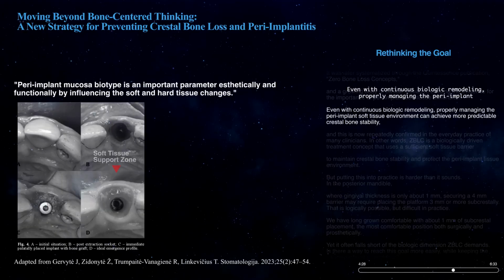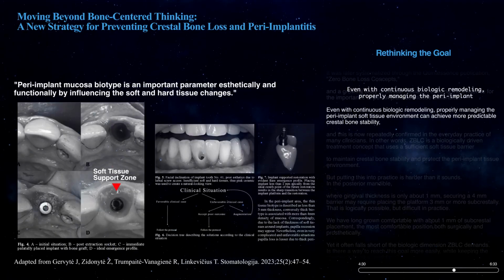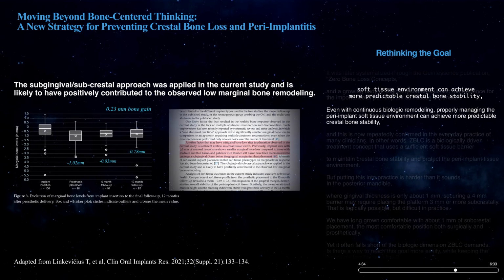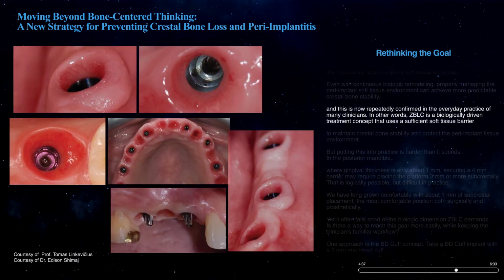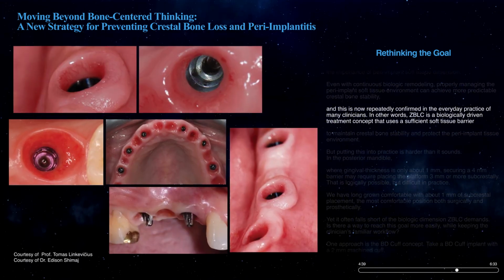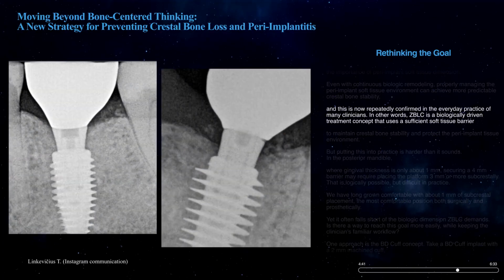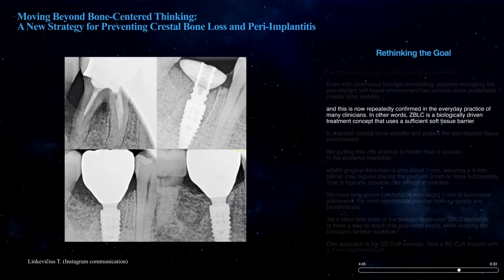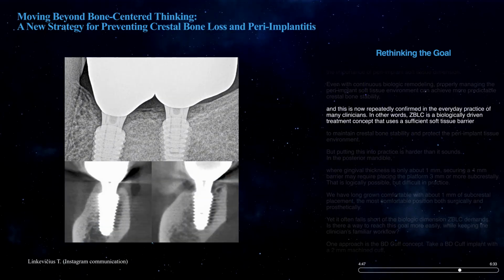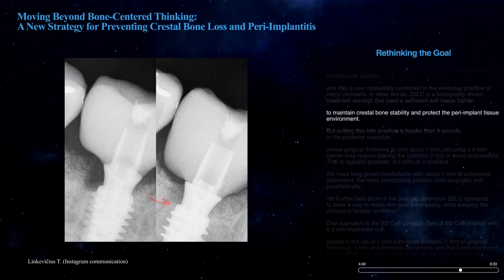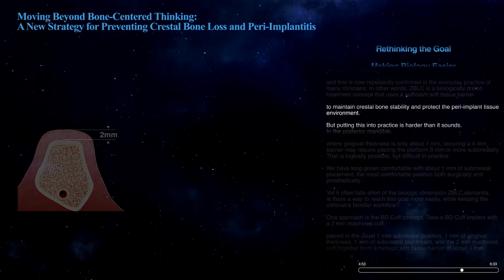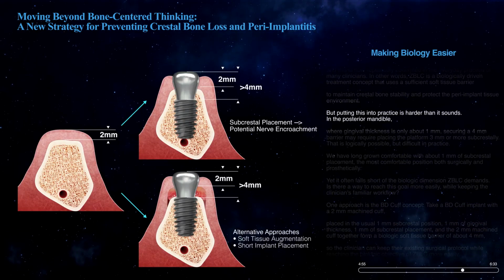Even with continuous biologic remodeling, properly managing the peri-implant soft tissue environment can achieve more predictable crestal bone stability, and this is now repeatedly confirmed in the everyday practice of many clinicians. In other words, the zero bone loss concept is a biologically driven treatment concept that uses a sufficient soft tissue barrier to maintain crestal bone stability and protect the peri-implant tissue environment. But putting this into practice is harder than it sounds.